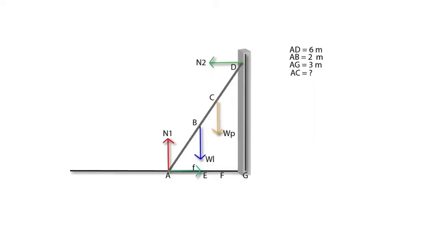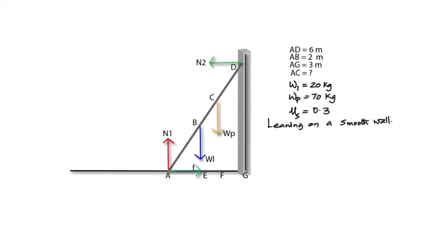In this example, we assume that this person can climb up to the point C, and that's why the weight of the person is shown vertically down, acting through the point C. The weight of the ladder is 20 kilograms, and the weight of the person is 70 kilograms. The coefficient of static friction between the ladder and the ground at this point is 0.3. Given all that data, let's try to calculate the maximum distance AC to which this person can climb.